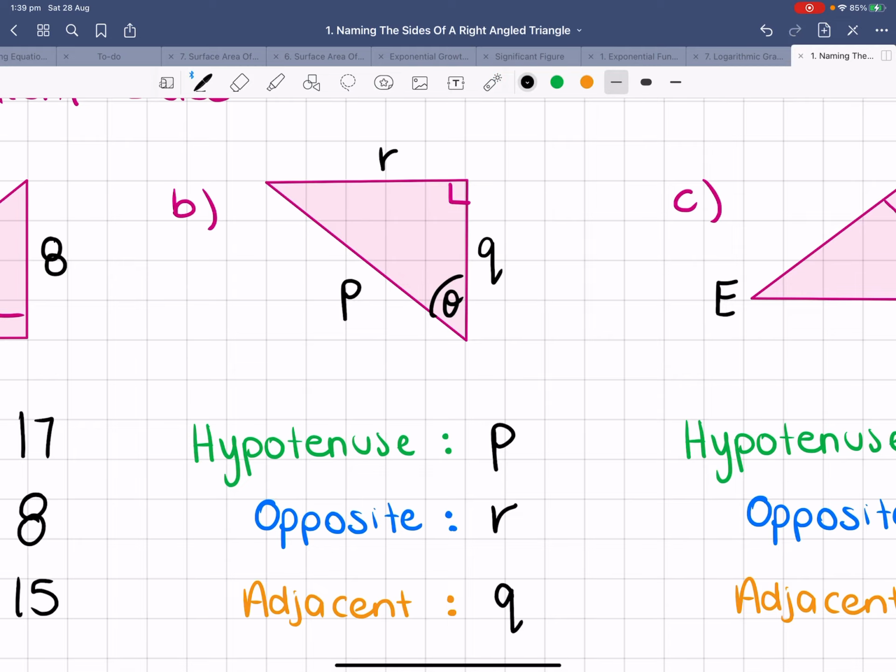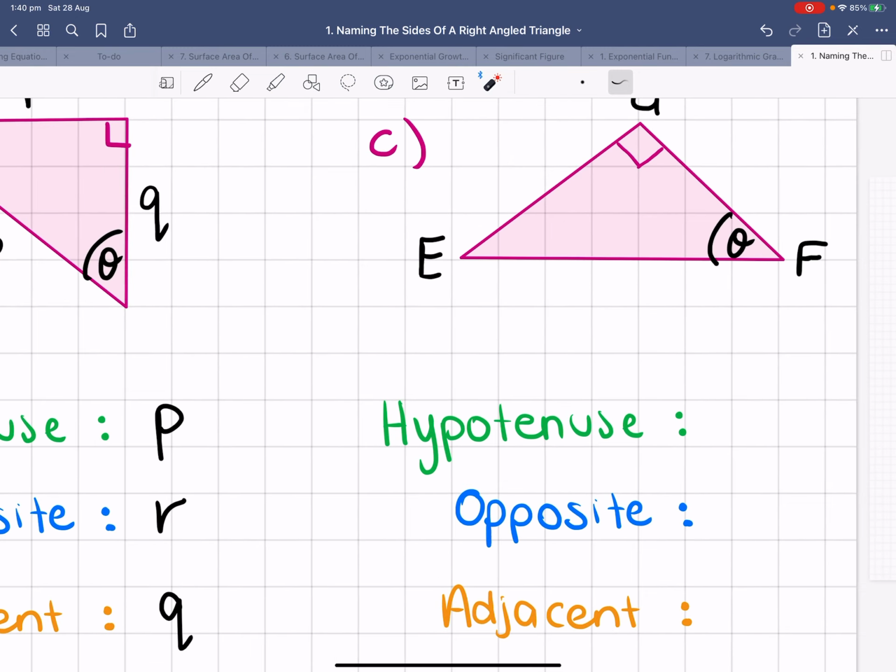Now, let's say, for example, that the angle given to us was this one here and not that one, right? That means that our sides would change. So this would still be our hypotenuse, but that would mean that Q would then become our opposite because it's opposite the angle, and R would then become the adjacent side. So that's what I mean. These two change depending on whether we're talking about this angle here or that angle down there.